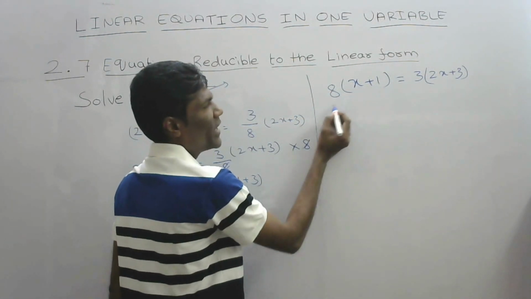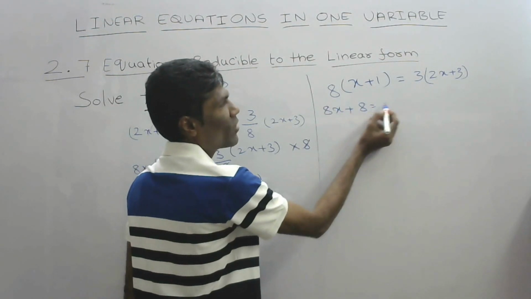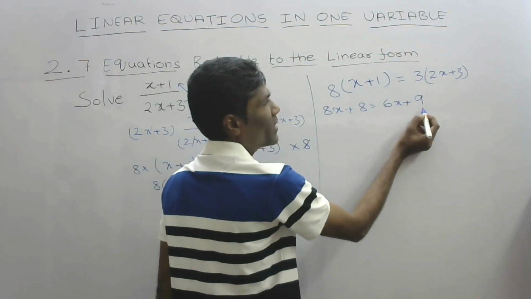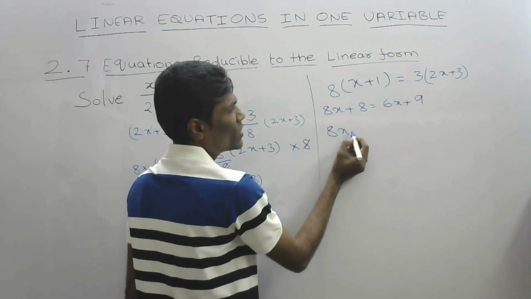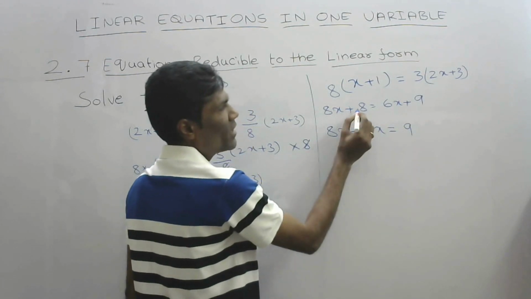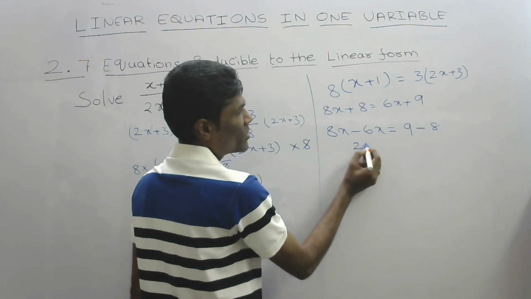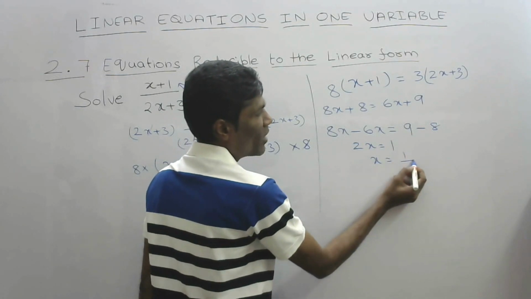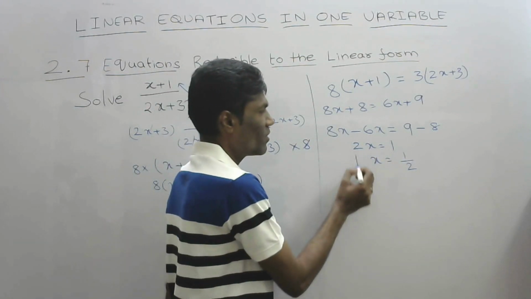Rest of the thing let us do. Let us expand this. 8 into x, 8x plus 8 into 1, 8 equal to 3 into 2x, 6x plus 3 3s are 9. Now 8x, 6x. We know this process now. 8x, 6x to this side, transposing, plus will become minus, minus 6x, 9, this 8 to the other side, minus 8. 8 minus 6, 2x equal to 9 minus 8, 1, and x equal to 1 by 2. We know this 2 to the other side, 1 by 2. We got x as 1 by 2.